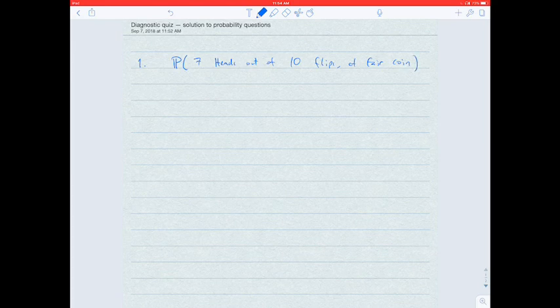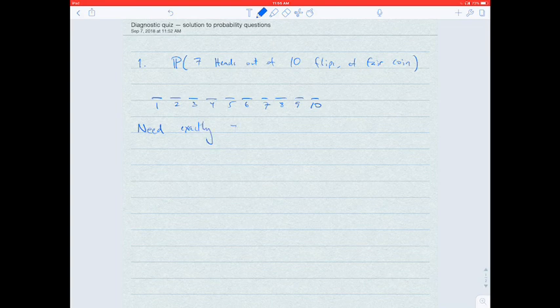Okay, so let's parse this. There are 10 slots. 6, 7, 8, 9, 10. And any one of these sequences, heads, tails, heads, whatever it is, has probability 2 to the minus 10. Now I will be happy if 7 of these 10 are heads, and that can happen in exactly 10 choose 7 ways.